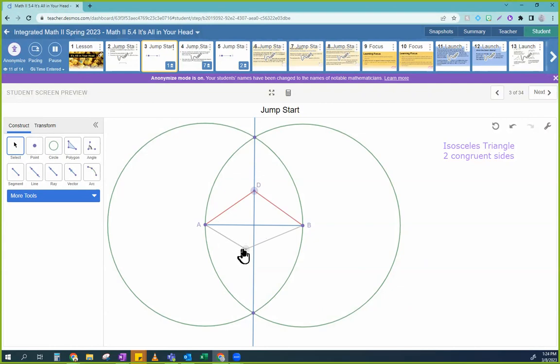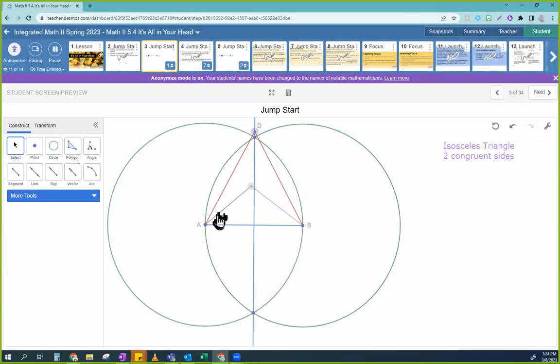Can I construct an isosceles triangle with the vertex not being on this perpendicular bisector? Not here. So these are all isosceles. That's what we figured out in the last one, right? This one, can I get an isosceles triangle anywhere as long as it's not on the bisector? That looks pretty good, right? And you guys are like, it doesn't look like it, Miss Johnson.